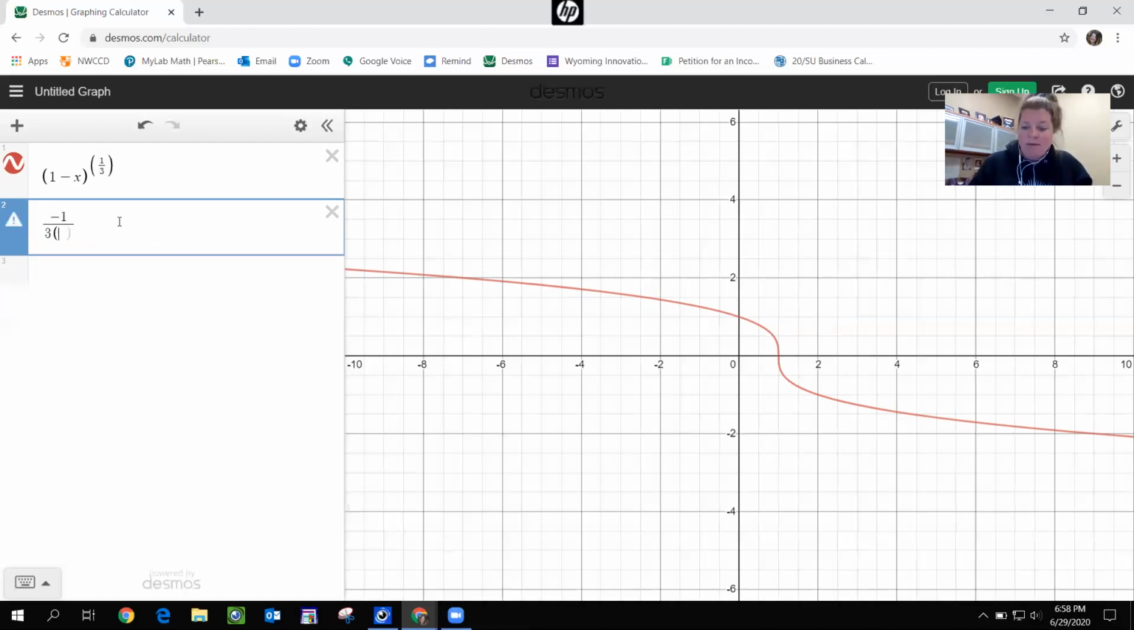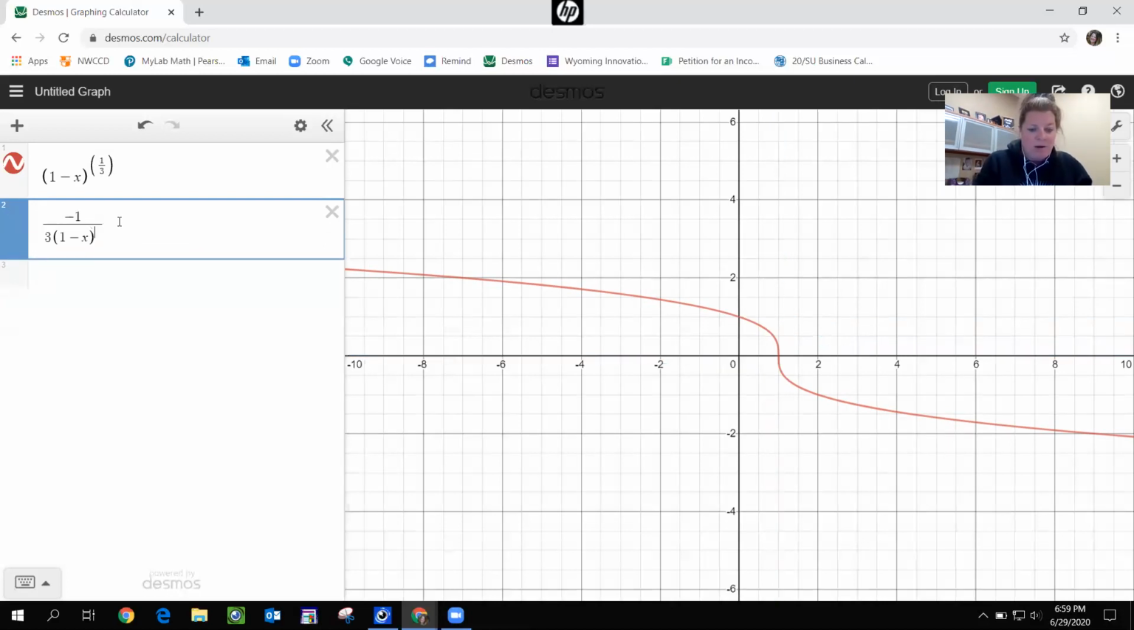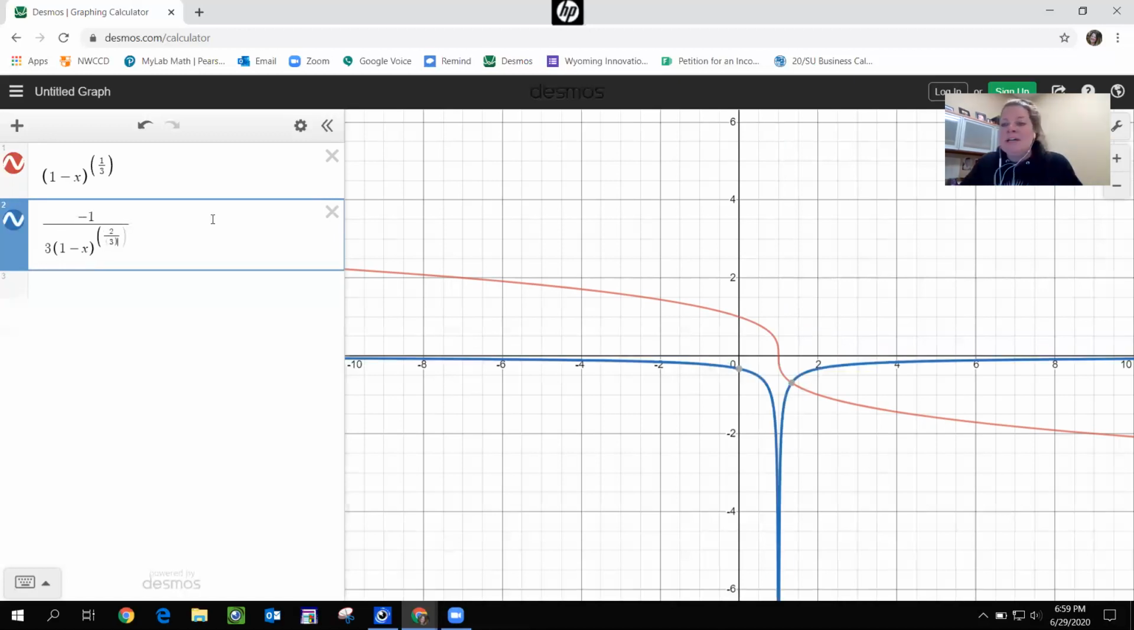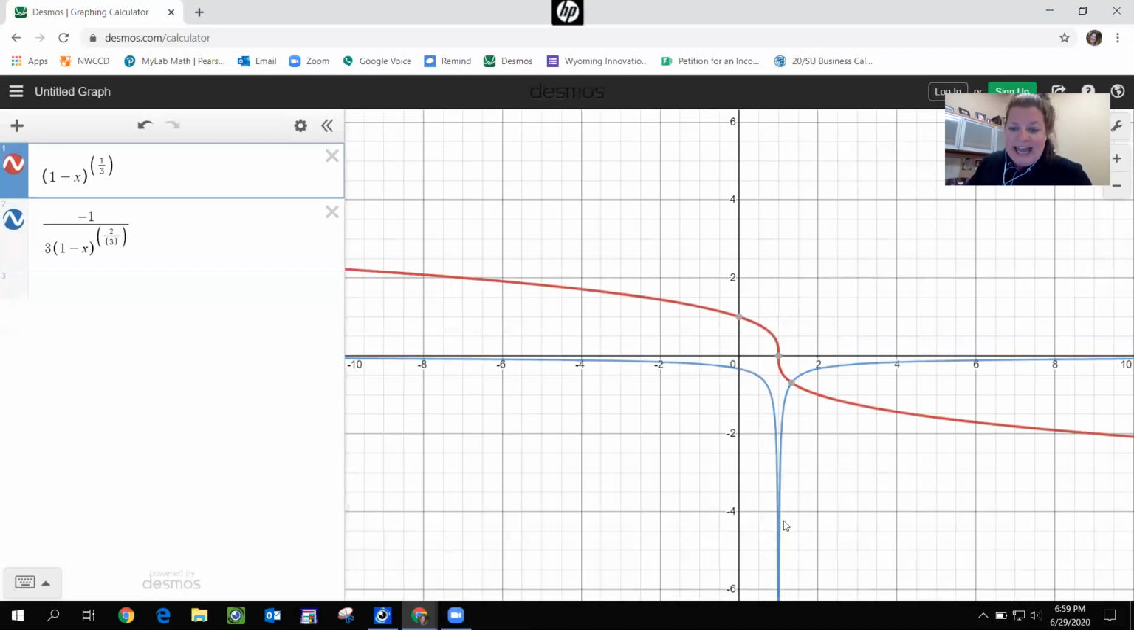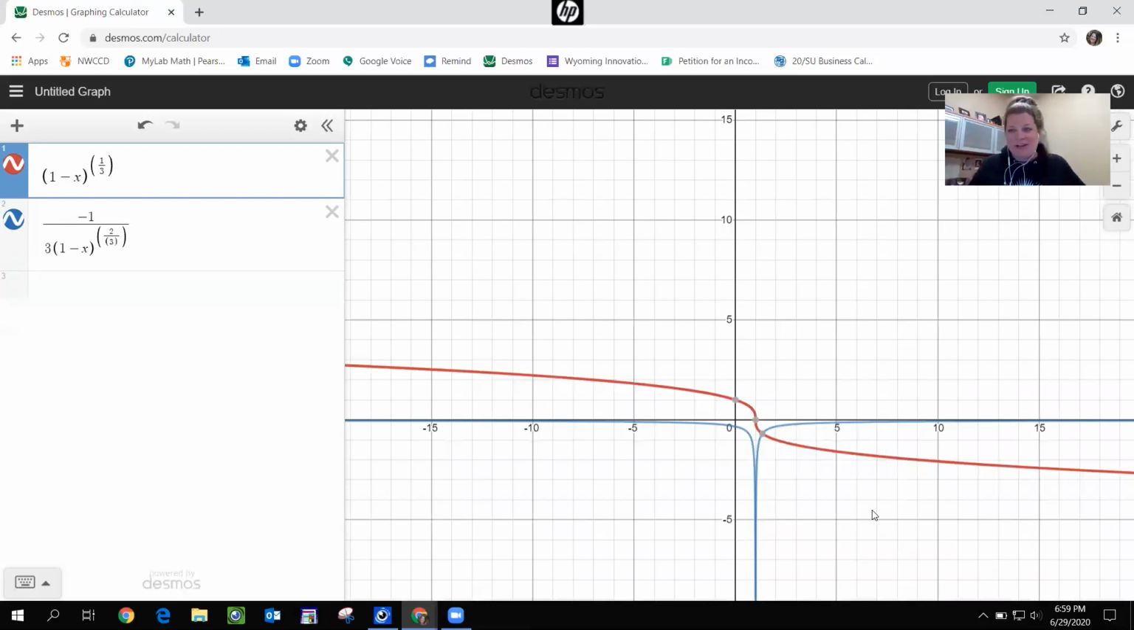1 minus x to the power of 2/3, to the power of 2/3. Ta-da. So you can see where the derivative is a critical value. It can't equal that. You can see it goes in at it, but the derivative doesn't work there. That was at our 1. There you go. That's the derivative. I was looking for a hole, and I was just mixing them up a little bit.